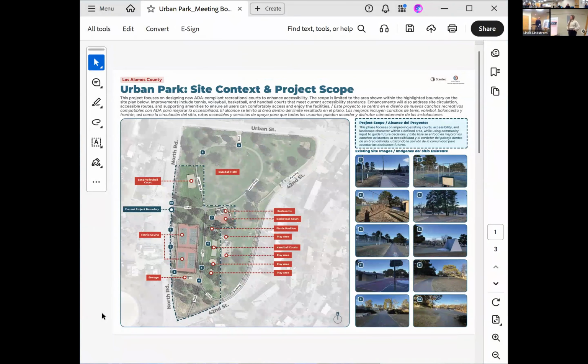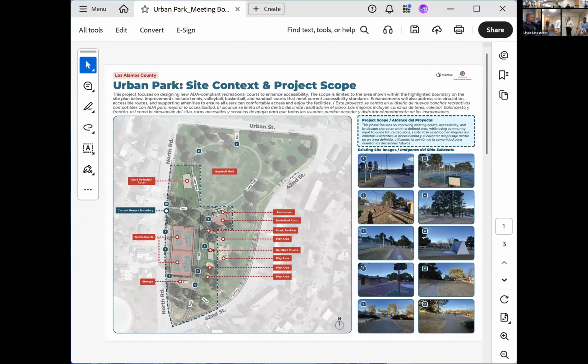Thank you guys very much for being here tonight. We want to make this as interactive as possible, so the intent tonight is to listen and learn. We're at a very early stage of the project, so this is the moment when we really listen and seek your input. We've set up 3 boards here tonight, and 2 of them are very interactive. The first one is understanding the site itself and the project scope.